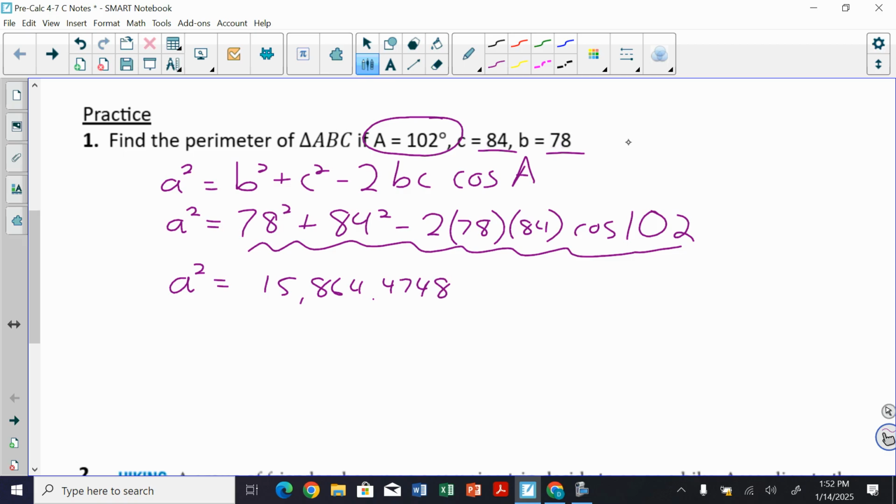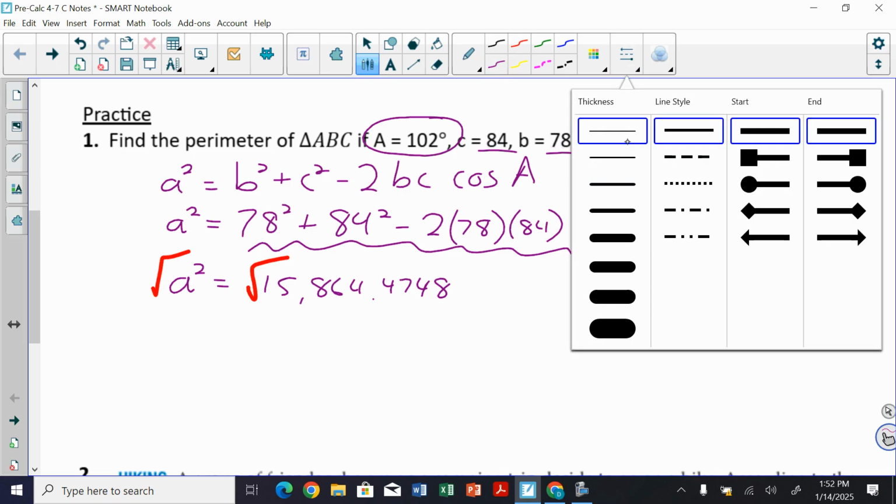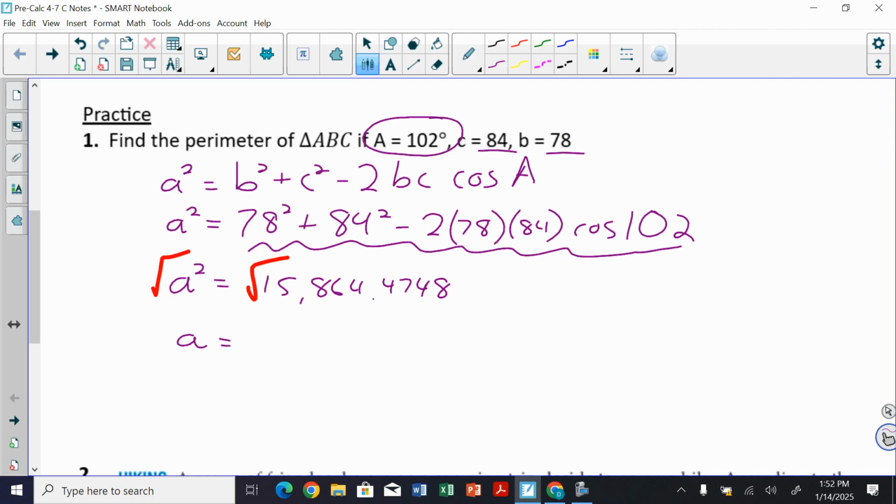So now I'll take the square root of both sides, and that's the noise it makes when you take square root. I don't know if you knew that or not, but that's what happens. And then a comes out to be about 125.95, or I guess you could go 126, whatever. I'm going to keep it at 125.95 because it didn't say in the problem to round to the nearest tenth. Usually we round to the nearest tenth, which would round that up to 126.